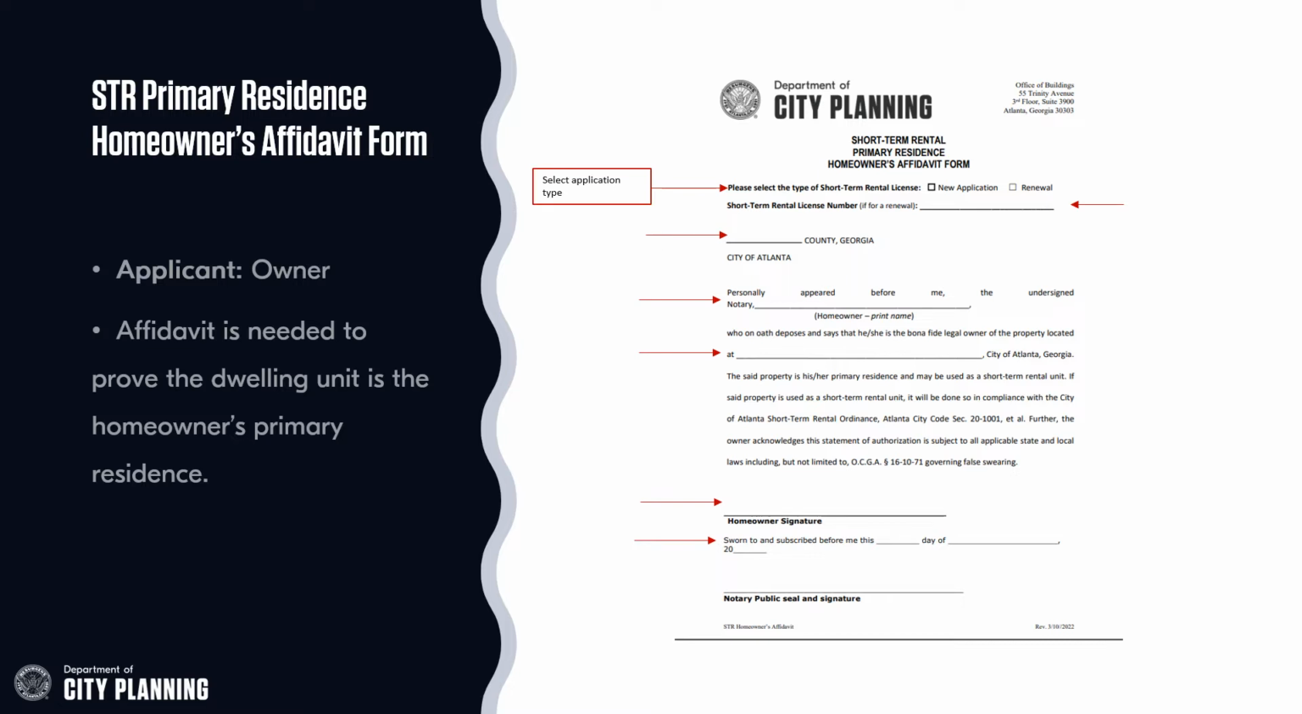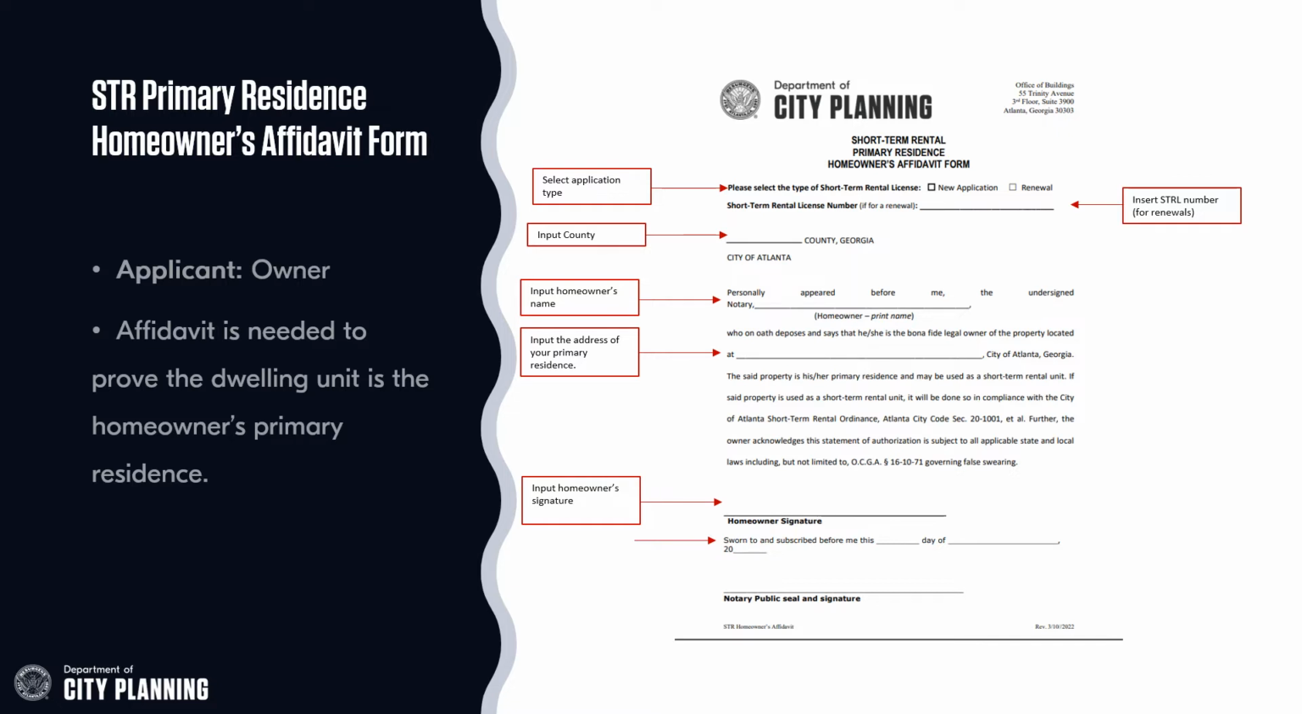Select the application type, whether it's a new application or renewal. Insert the STRL number, and this is for renewals. Input county. Input homeowner's name. Input the address of your primary residence. Input homeowner signature, and this section below is for the notary.